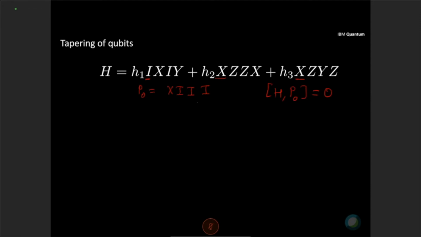So in addition to this, what you'll also notice is that P0 not only commutes with the Hamiltonian, it also commutes with every individual term in the Hamiltonian. So what that means is you have Ix, Iy.